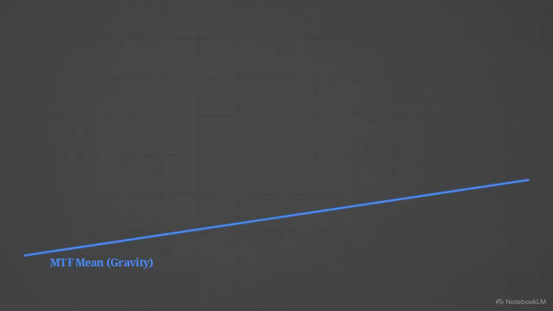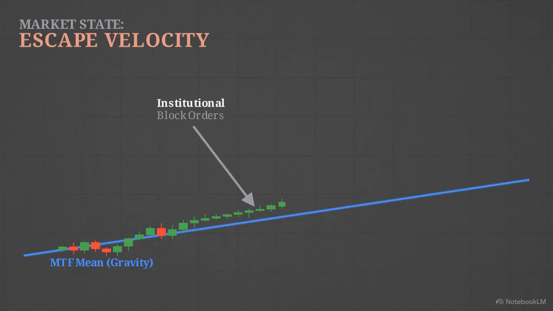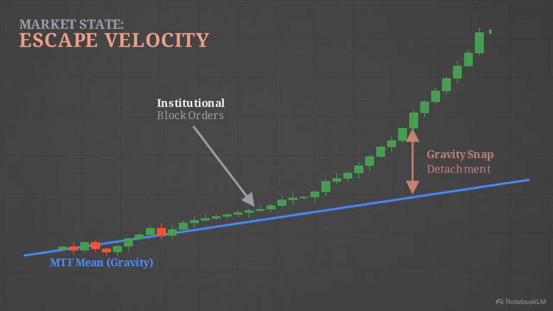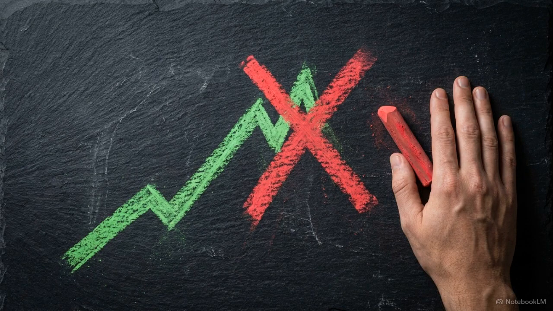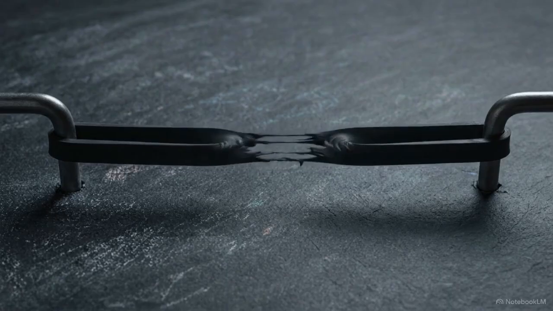This creates a specific market state: escape velocity. When institutional block orders drive price vertically above the mean, the asset detaches from gravity and enters a runaway trend. In this state, the rules are absolute. You never try to pick the top of an asset in escape velocity, and you never short it just because an oscillator says it is overbought. But every trend has a limit.